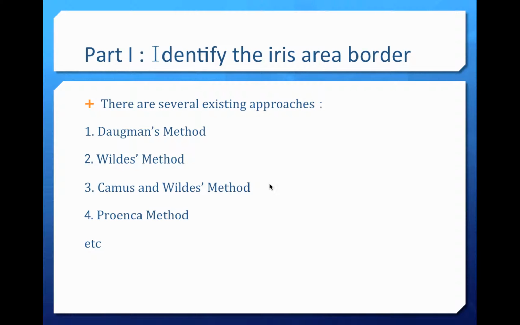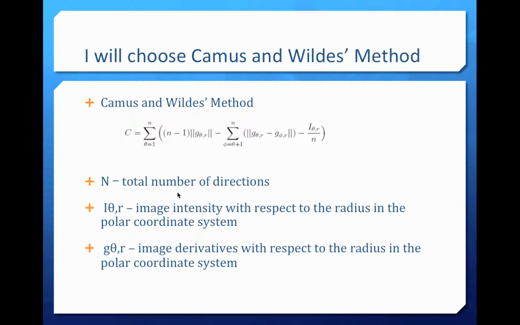So let's look at part one, how to identify the iris area boundaries. There are already several existing approaches which can solve this problem, such as the famous Daugman method, the Wildes method, the Camus and Wildes method, and so on. These methods have been proved and have been used in practice. I just chose one of them, the famous Camus and Wildes method, to do the locating.